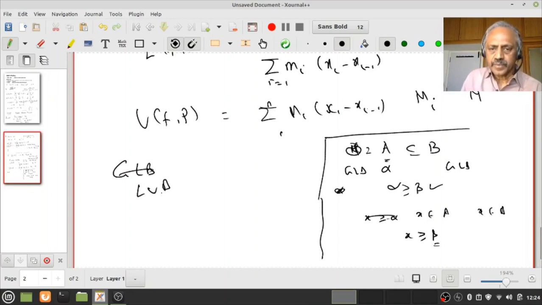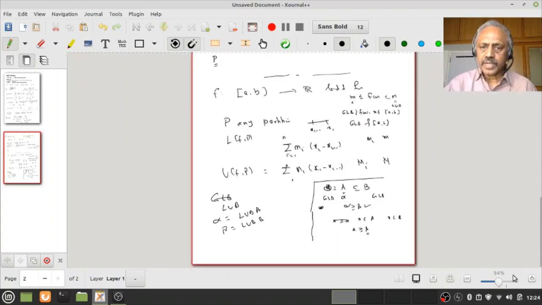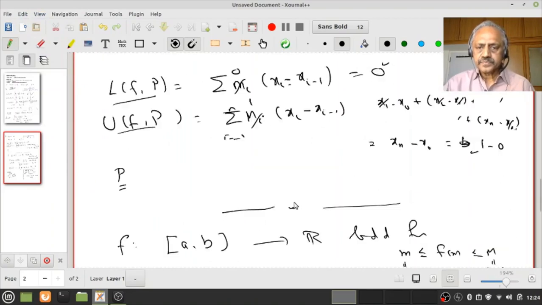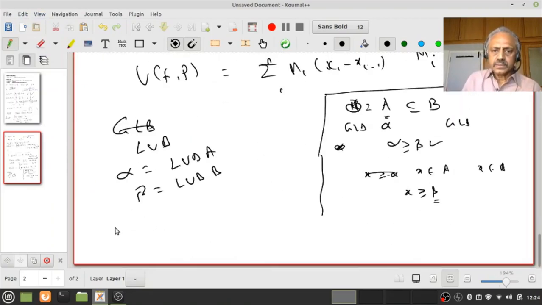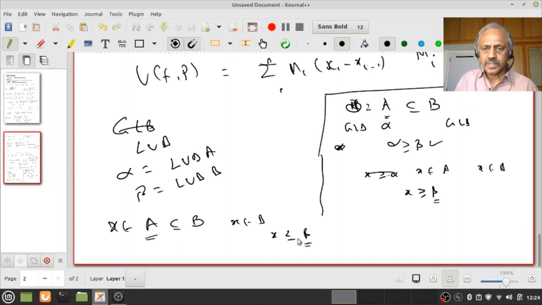Sorry, LUB. Let alpha equal LUB of A and beta equal LUB of B. What do I want to claim? I want to claim alpha is less than or equal to beta. Now start with any x in A, then x is in B, and beta is an upper bound of B, therefore x is less than or equal to beta. Therefore beta is an upper bound for A, because for every x, x is less than or equal to beta. But alpha is the least upper bound, therefore alpha is less than or equal to beta. Right? Can you go through this quickly?